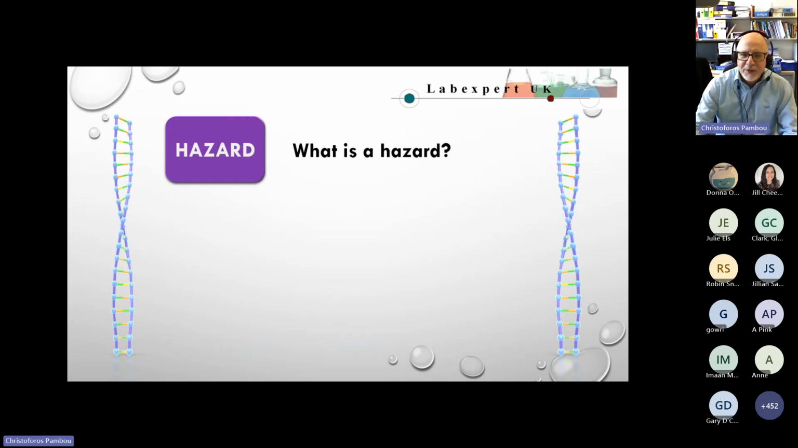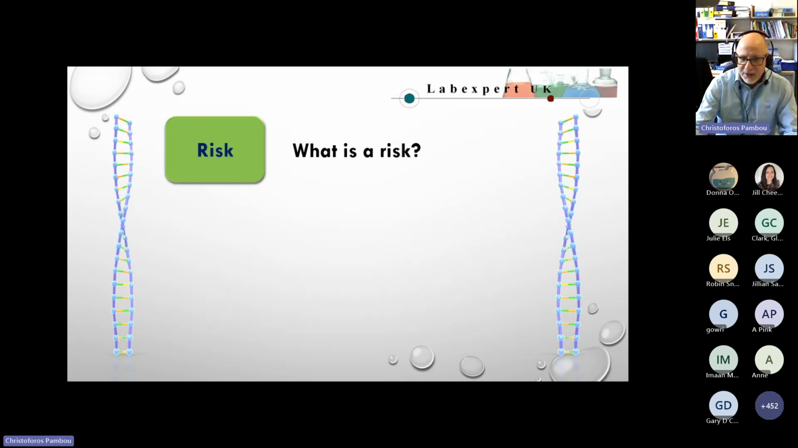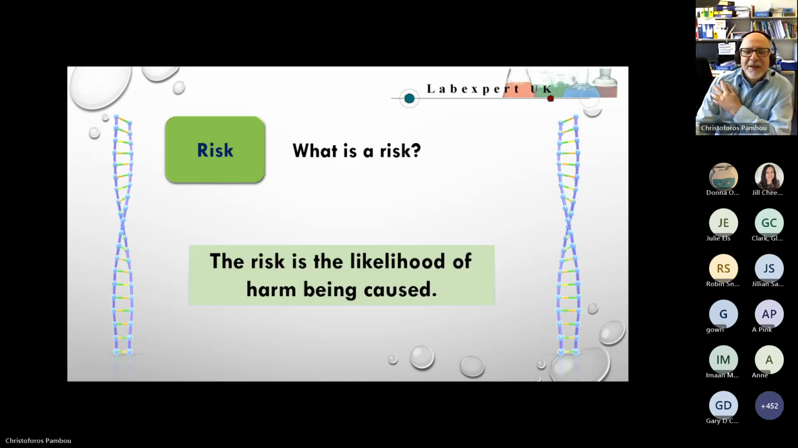Thank you. So, what is a hazard? A hazard is anything with the potential to cause harm, for example, some chemicals or electricity at high voltage. So we have the hazard. Then we have the risk. And what is a risk? Again, I'm just going to pause for a few seconds to give people the chance to put something in the chat. So the risk is the likelihood of harm.